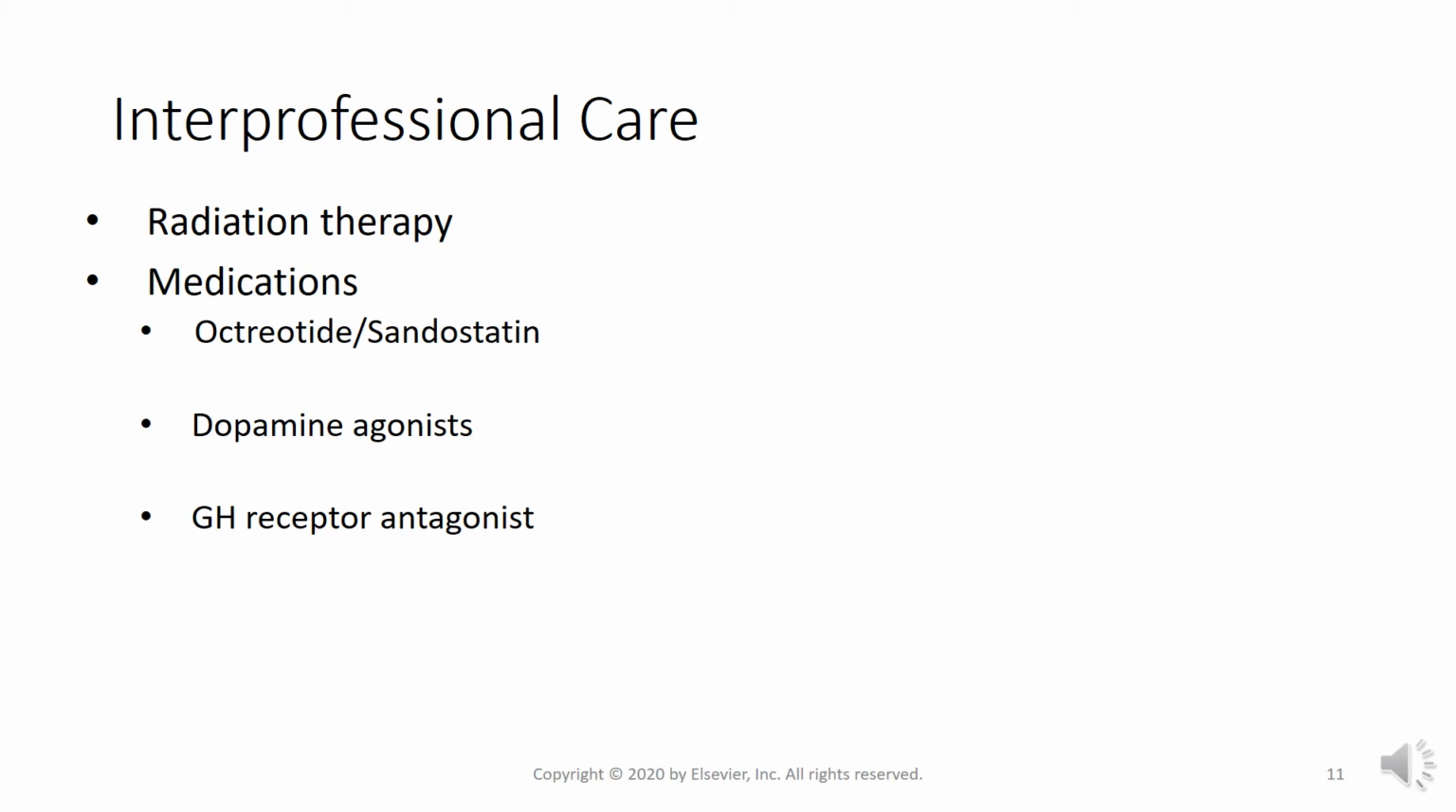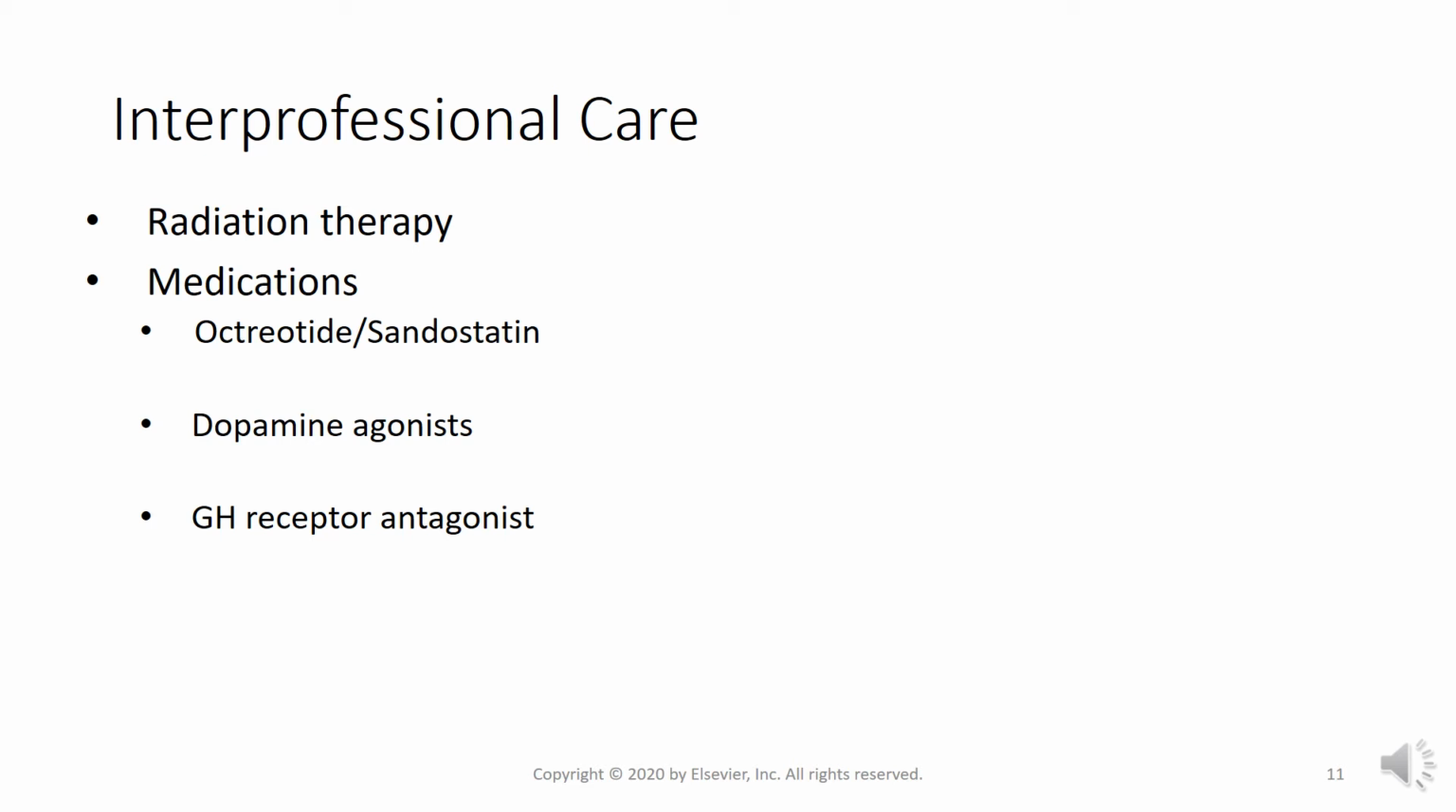Dopamine agonists are oral medications that decrease the secretion of growth hormone. Most common side effect would be headache. And the growth hormone receptor antagonists bind with the growth hormone receptors. They don't actually do anything with growth hormone release, but they prevent the effects of growth hormone, and the most common side effects would be headache and fatigue.